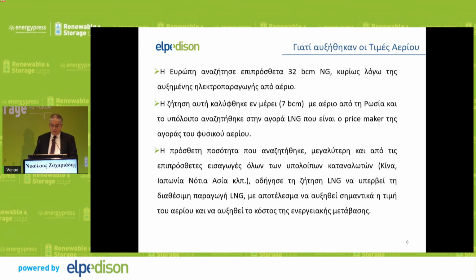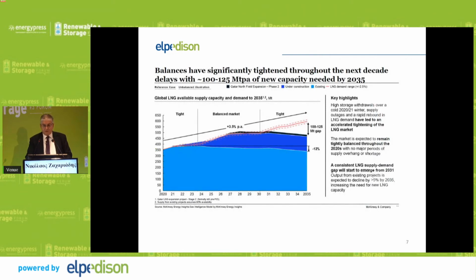The additional quantity that we requested was more than any additional import requirements. If we add everything together, South Asia, China, all the other markets, what Europe requested was more than all the others together. So what happened in the end? The LNG request was more than the available LNG global production, and that led to an increase in the prices and a consequent increase in the energy transition cost.